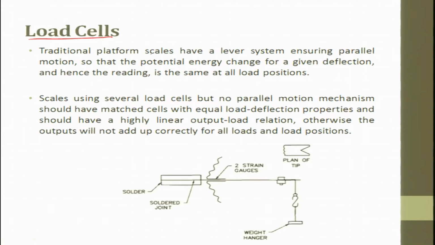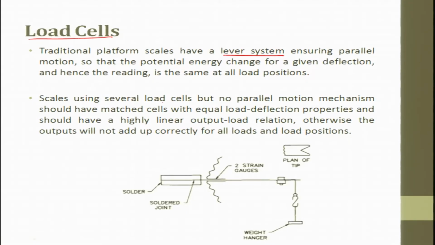Traditionally, platform scales have a lever system ensuring parallel motions, so that the potential energy change for a given deflection, and hence the reading, is the same at all load positions. For example, this is the traditional one: the lever system ensures parallel motions, so the reading is the same at all load positions.